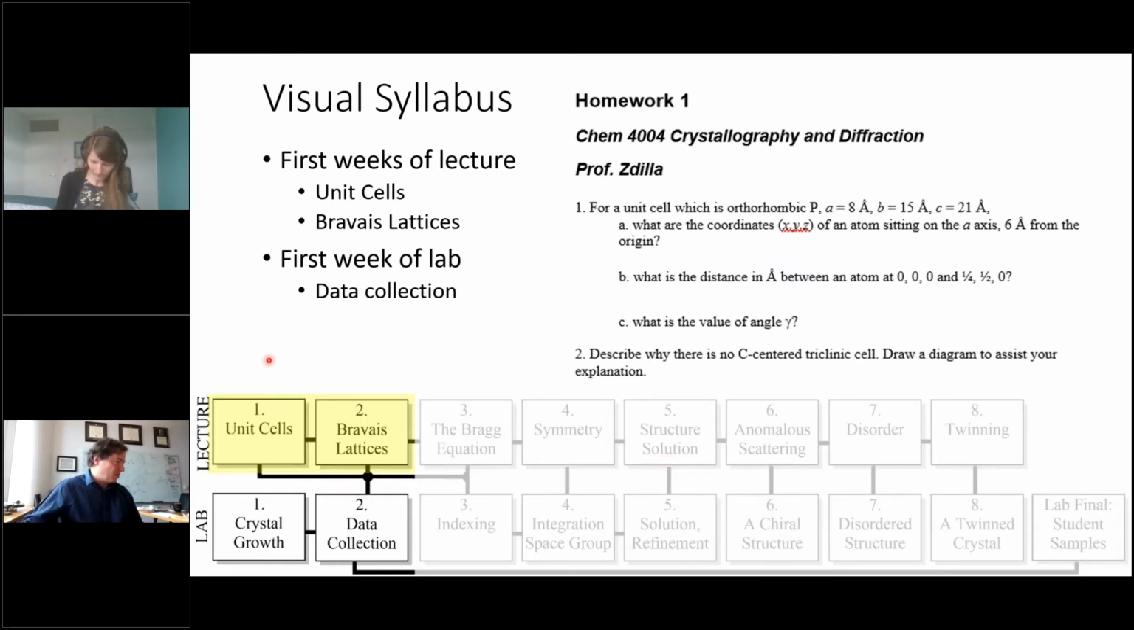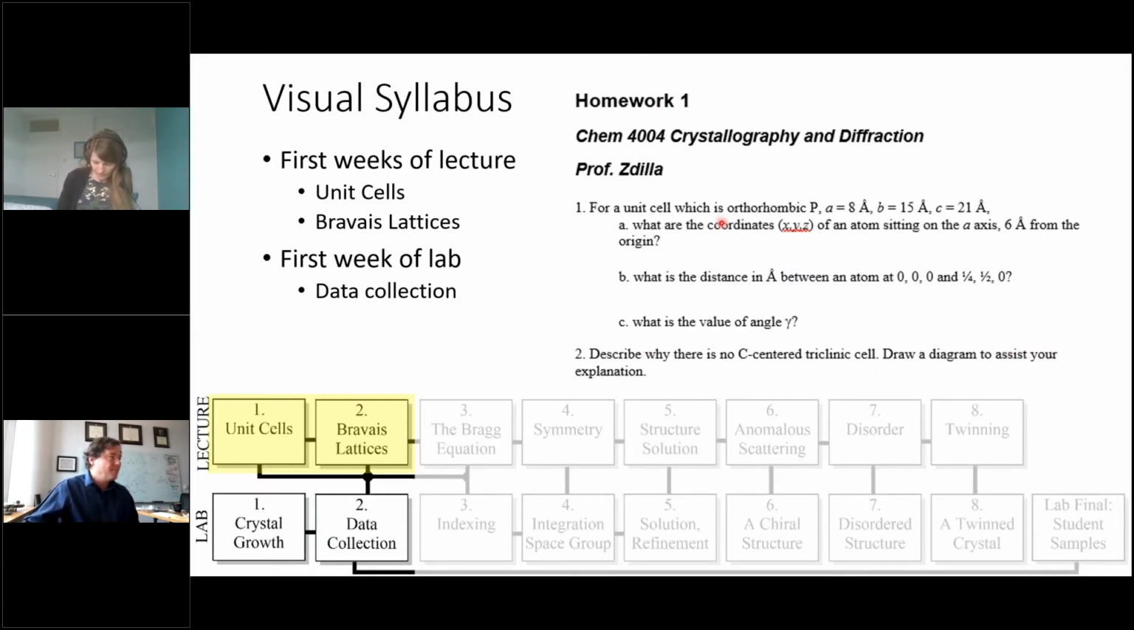What we start with in the Werner Massa book is unit cells and Bravais lattices, which I present as two topics here. And along with the lectures and the reading, I've developed these homework problems. So for instance, questions to see if they understand the concept of Cartesian coordinates in a cell. Here are some questions where they have to calculate interatomic distances in angstroms, but I've just given them the coordinates and the unit cell. There are some conceptual questions, like why is there no triclinic C cell, and they have to draw a picture that shows why.